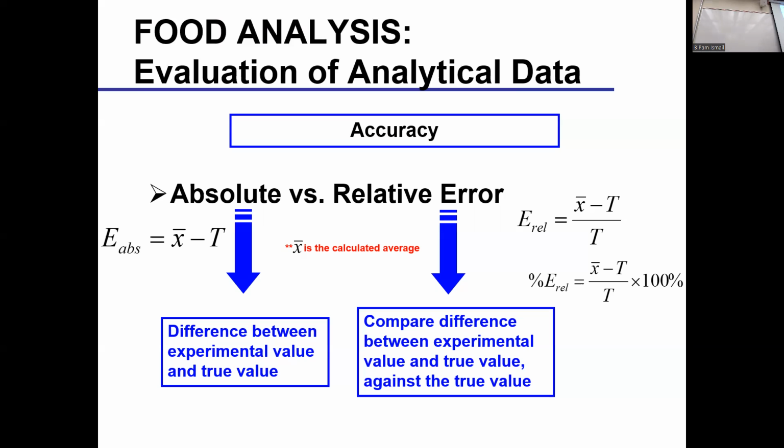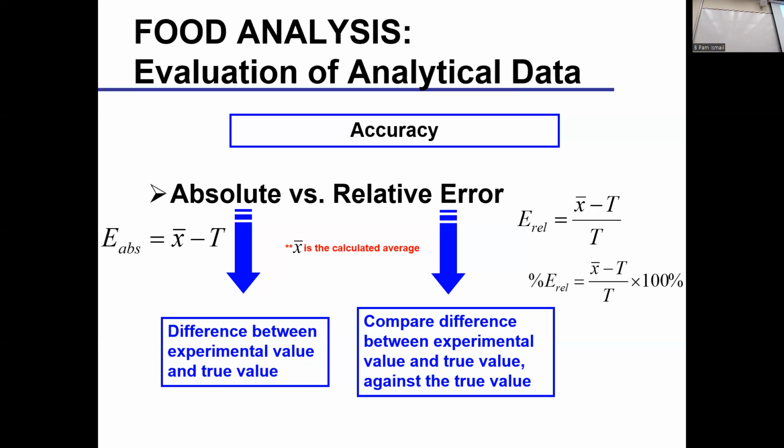So there's always a true value that you can get hold of, and there's the X with the bar on top, that's the average that you actually generate when analyzing the data. So there's the absolute value and there's the relative value. The absolute is basically just the difference in absolute terms. You don't report it as a negative value, it's just the difference between your actual measurement and the true value.